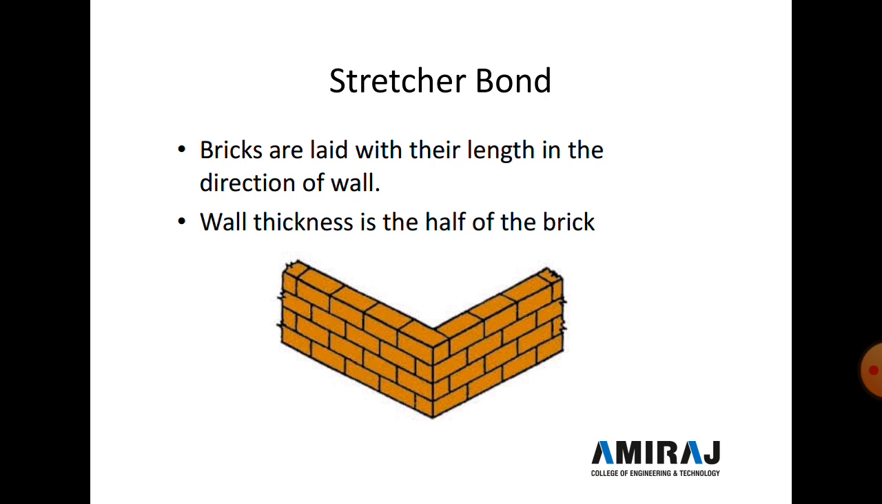What is a stretcher bond? When bricks are laid with their length in the direction of the wall, it is known as a stretcher bond. When we see the front view of the brickwork, all the stretchers are seen on the face of the wall. Here the wall thickness is half of the brick because we put all the bricks on the stretcher side.